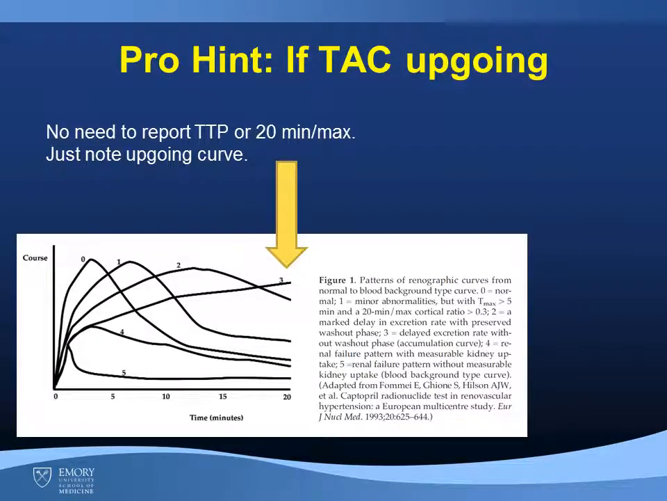Here's a pro hint. If the time activity curve is upgoing, such as this curve, there's really no need to report time to peak or 20-minute to maximum activity ratio because it doesn't have much meaning in this situation. Just note in the report there's an upgoing curve.